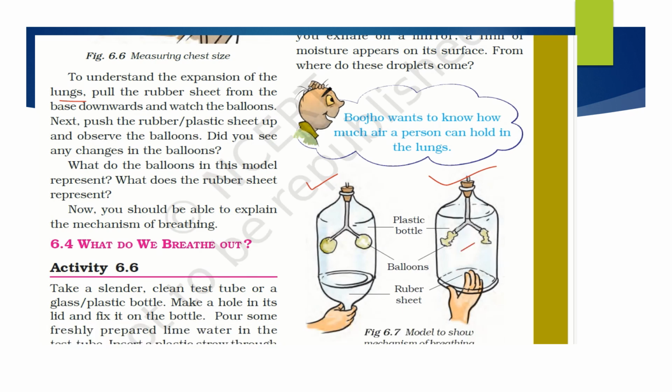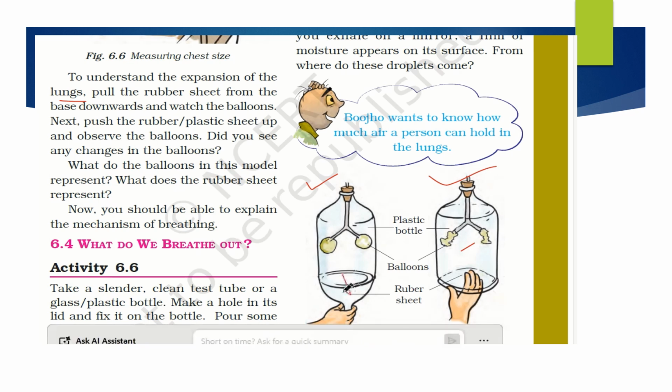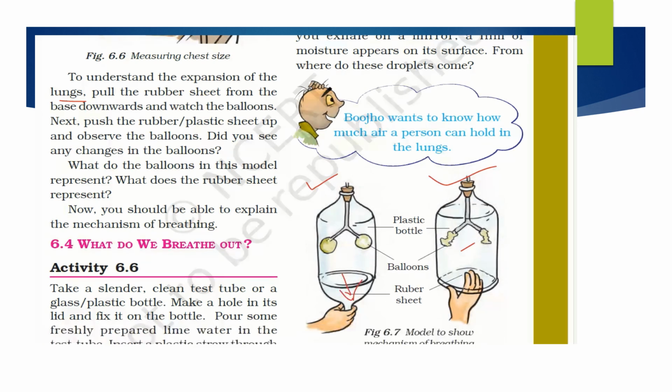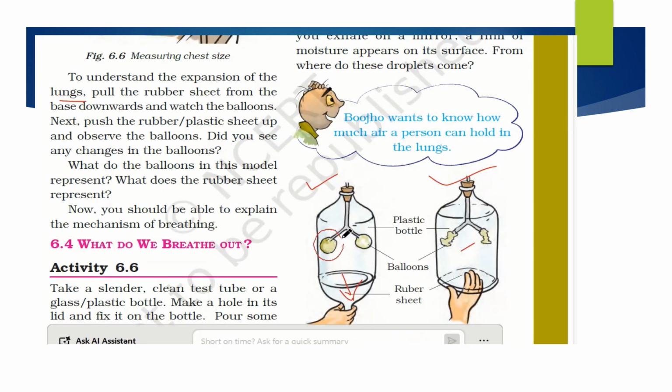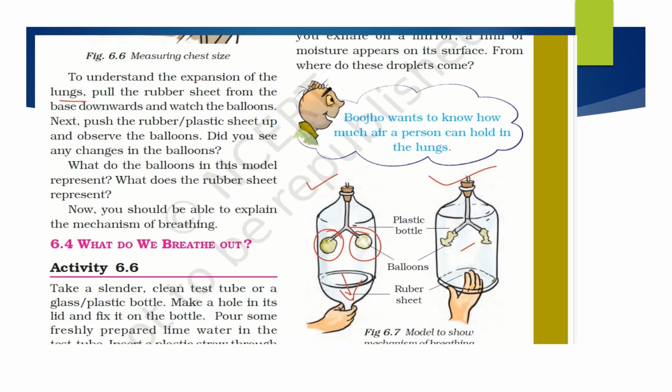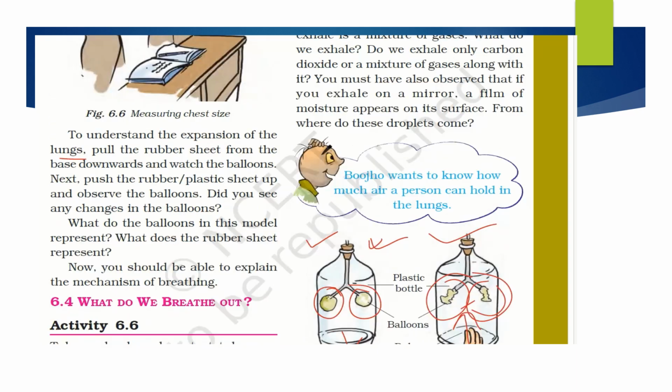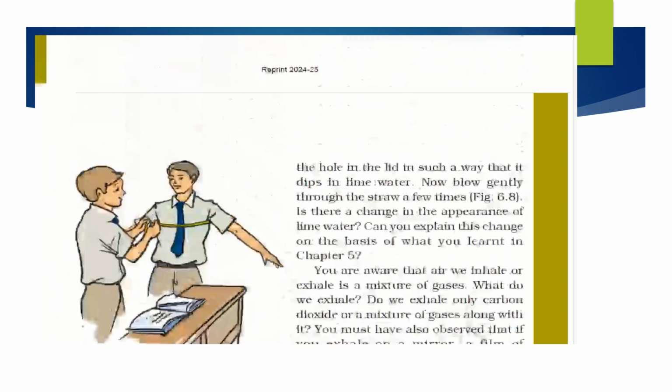Now to understand the expansion of the lung, what we are going to do is pull this rubber sheet downwards and watch the balloon. When we are pulling it down, the lungs will inflate. When we are pushing it up, the lungs will deflate. We will see the changes in the balloon, and the same changes will happen in our lungs when the diaphragm is moving down and when the diaphragm is moving up. So you should be able to discuss the mechanism of breathing with the help of this experiment, right?